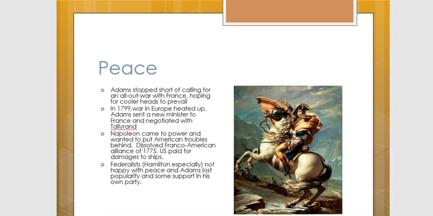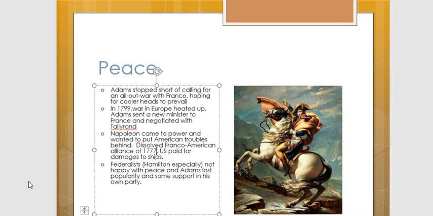So he dissolves the Franco-American alliance. It should be 1777. And only requires us to pay for damages of the ships that our privateers did. And basically that de-escalates this quasi-war with France. We almost go to war with France, but that basically stops it. The Federalists, especially Hamilton, are not going to be happy with this arrangement. And Adams is going to be losing a lot of popularity in his own party because the Federalists really were gearing up for the war.